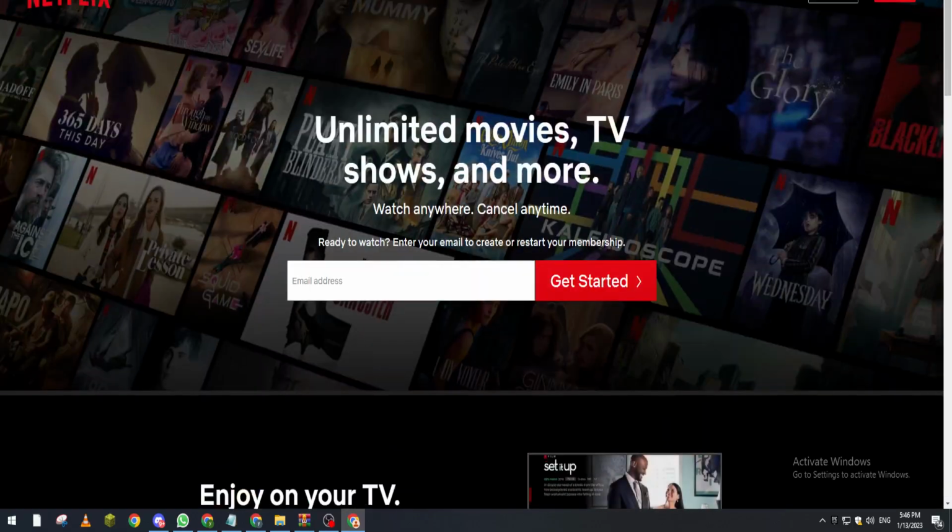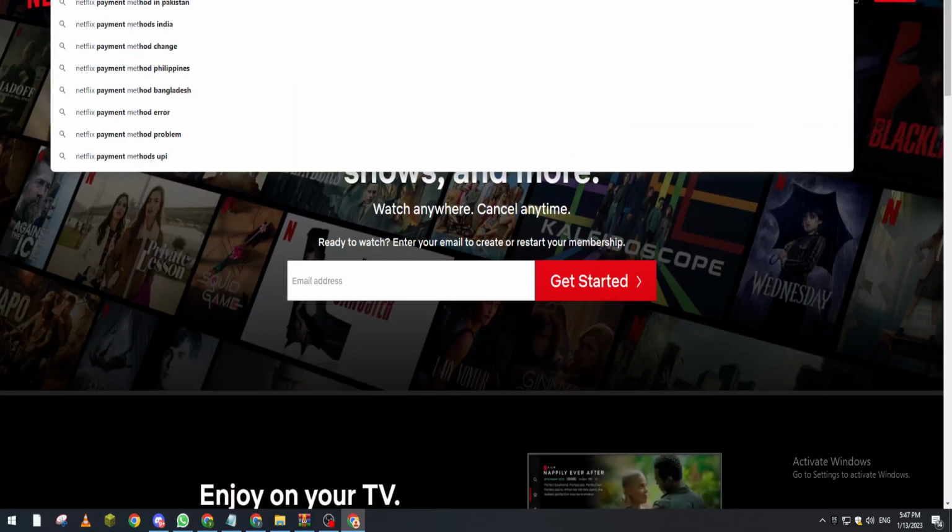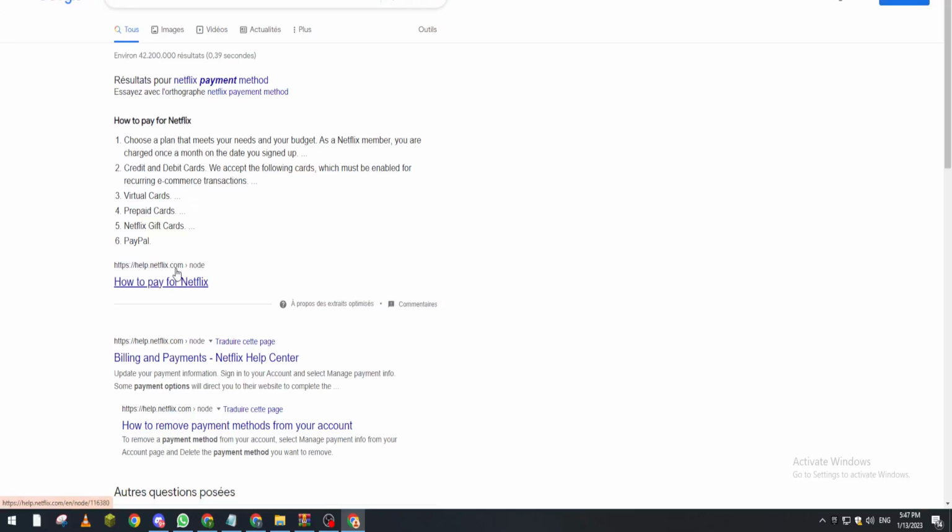So if I wrote here Netflix payments method, all they have is PayPal, Netflix gift card, prepaid card, credit debit, and that's it. These virtual cards are available in some countries, not everywhere. So in my case, what should I do if I have crypto but I don't have cash in my wallet and I really need this Netflix?